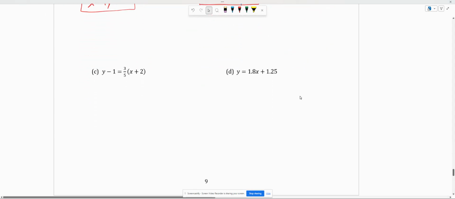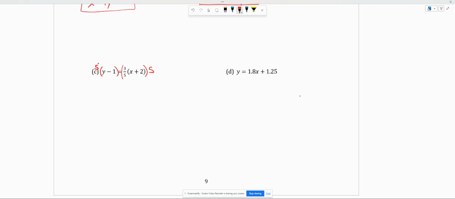Next, this looks like slope point form. So when we have slope point form, again, I'm going to suggest clearing fractions right off the bat. Don't multiply this in first. Let's clear the fractions. So we're going to multiply both sides by 5. Okay? We're multiplying both sides by 5.